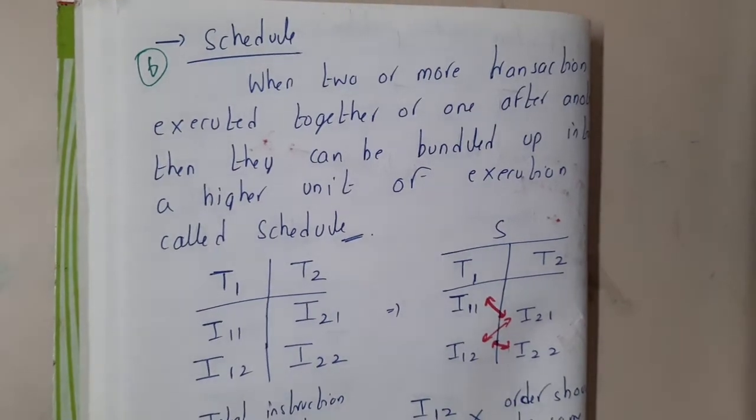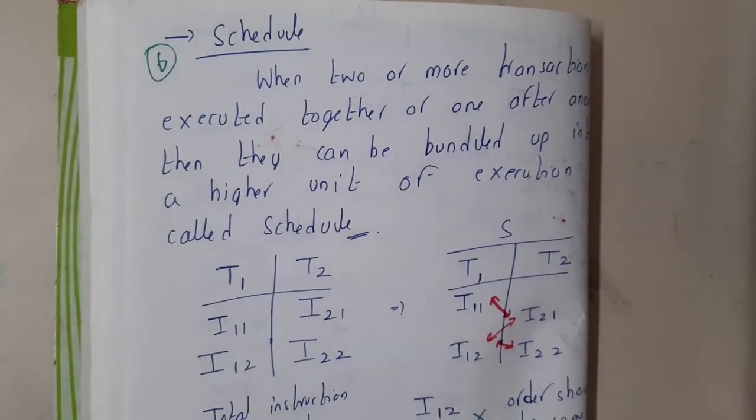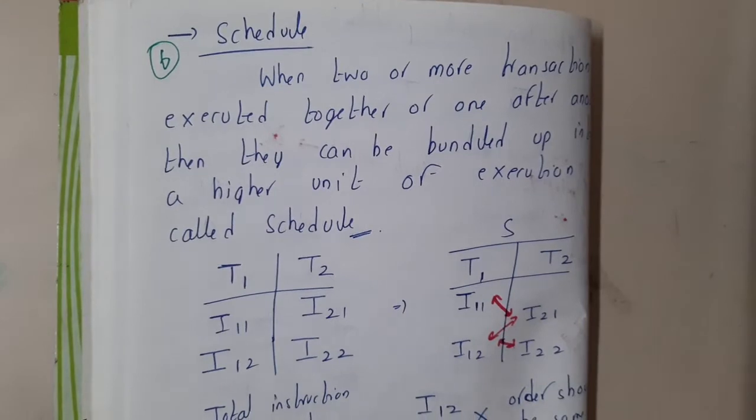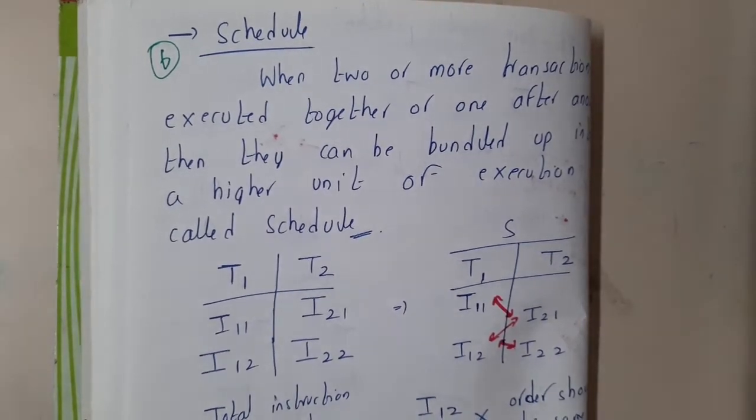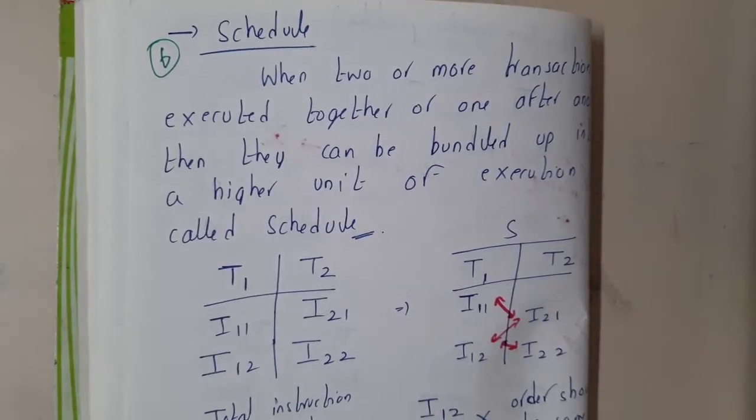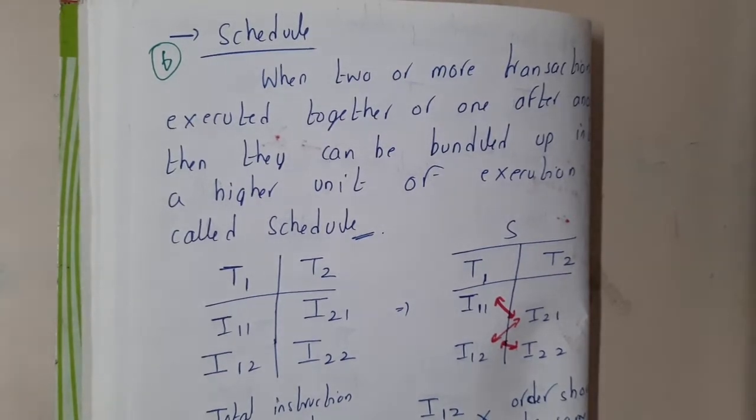Hello guys, we are back with our next lecture. In this lecture, let us go through the next topic. In the last lecture, we discussed concurrency and the different problems which could arise when we are trying to run multiple transactions parallelly, right?